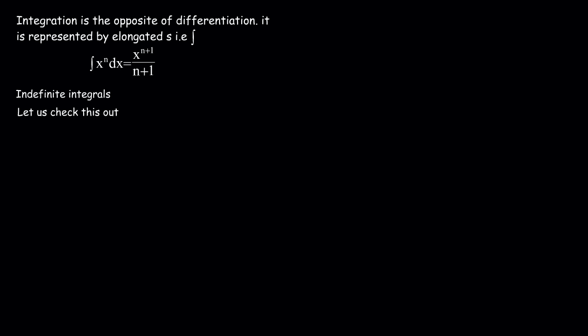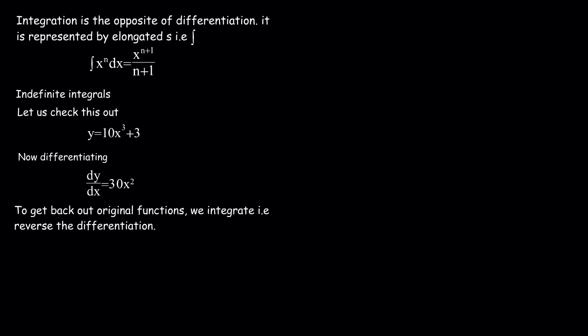Let us say we have an equation y equals 10s cubed plus 3, and if we are to differentiate this, our dy over ds will be equal to 30s squared. Now remember, in integration we are trying to get back the original function, that is, y equals 10s cubed plus 3. To achieve this, the first thing we do is cross multiply. Doing so, our equation becomes dy equals 30s squared in brackets ds.